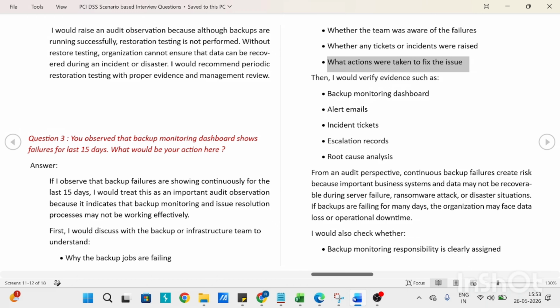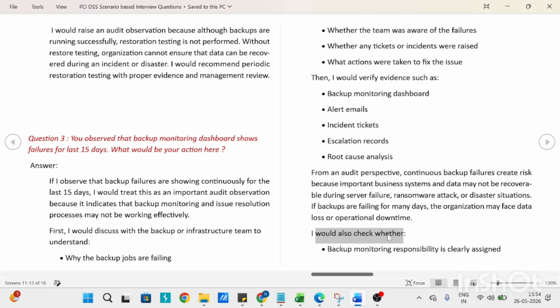From an evidence perspective, you need to check the backup monitoring dashboard, alert emails, incident tickets, escalation records, and root cause analysis, right? Now, from the audit perspective, continuous backup failure is a critical risk because important business systems data may not be recoverable during a server failure, given that backups failed for 15 days. In ransomware attacks or disaster situations, if backups are failing for many days, the organization may face data loss, operational downtime, and reputational loss as well.